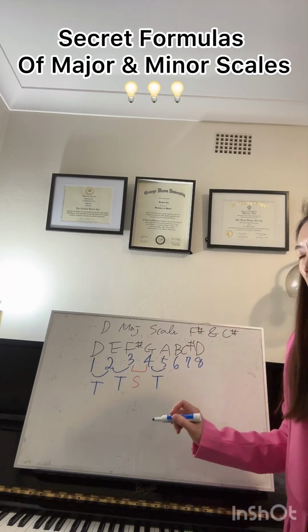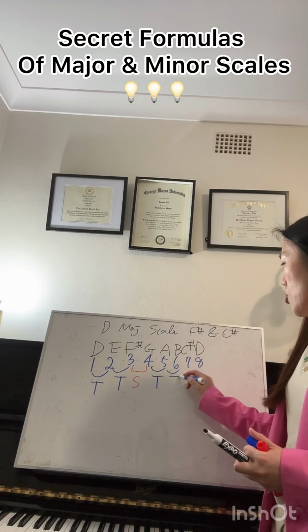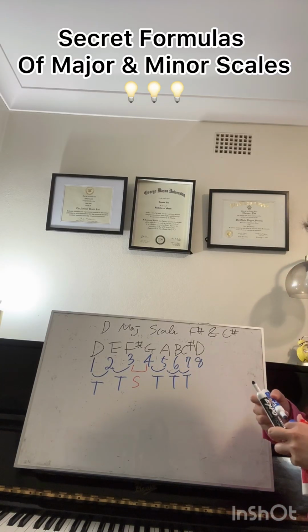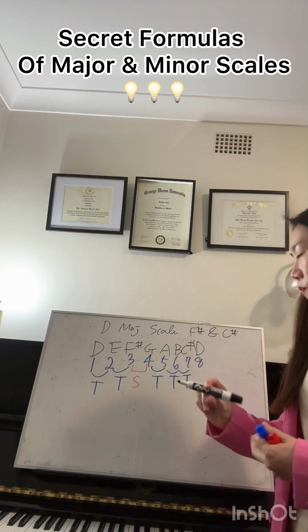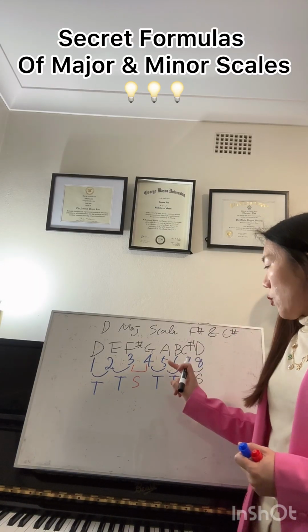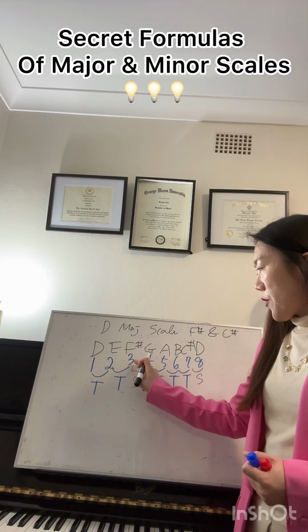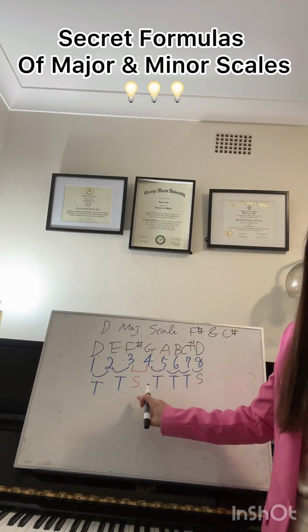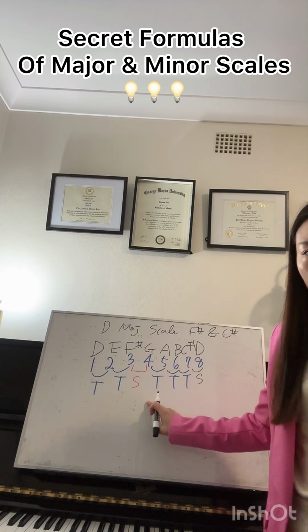Tone in between A and B, tone. B to C sharp, tone. And how about C sharp to D? Is semitone in between. So remember, between scale degree number 3 and 4, and 7 to 8 will be always a semitone in between in distance.